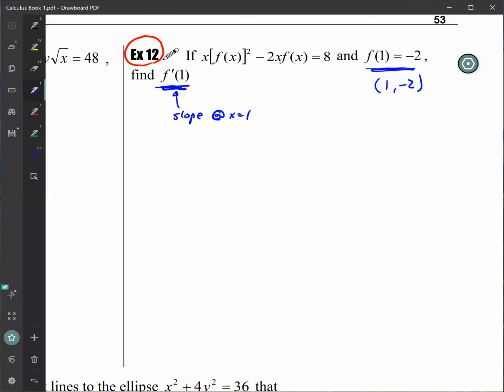If you feel the f of x is very confusing, you could rewrite the question using y. Then maybe it'll look more friendly. So you could rewrite it as xy squared minus 2xy equals 8.